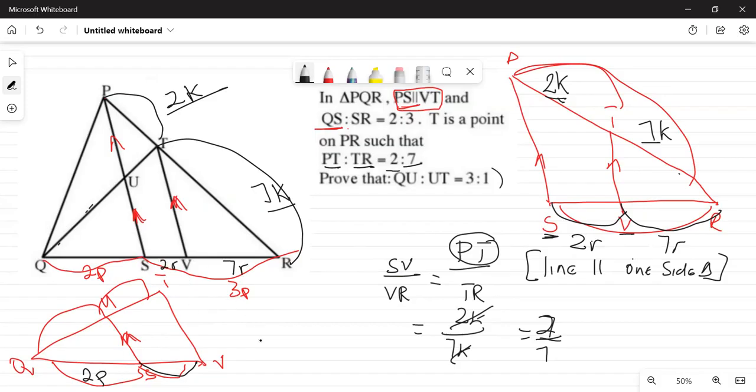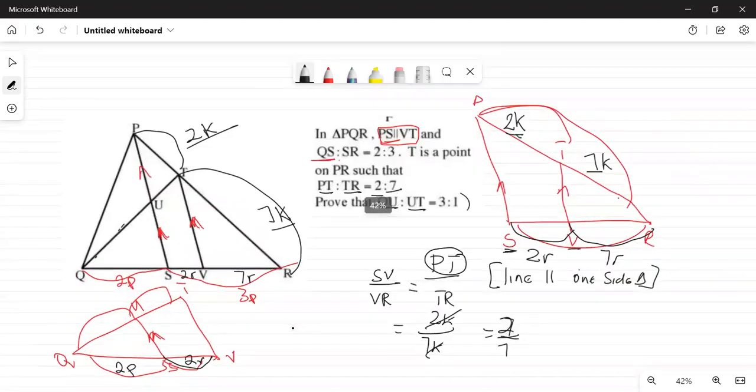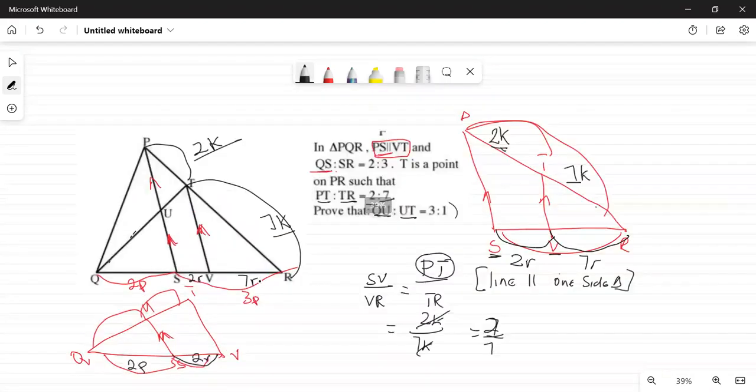Let's come and update our diagram now. On our diagram here, you're going to put 2R here. I'm sure that one is 2R. Now, what are we looking for? We are looking for QU all over UT. Let's go and check if we can get that. Now, if we try to get that, then what are we going to have? We are going to have QU, what we are looking for, all over UT.